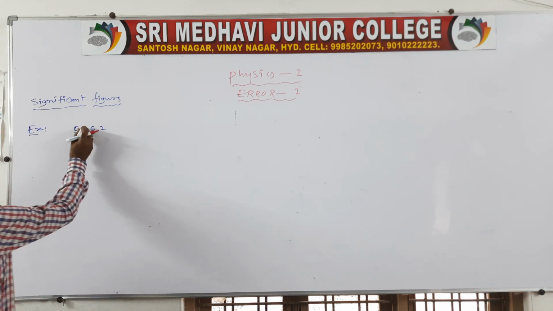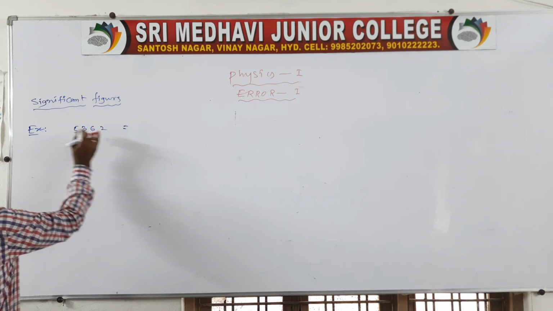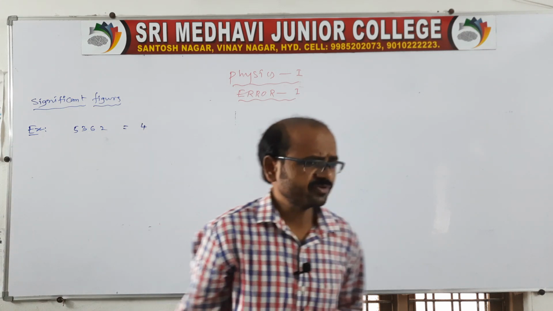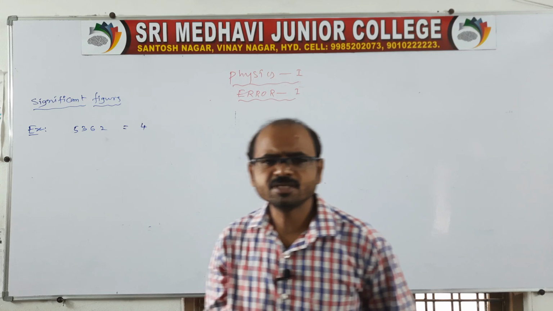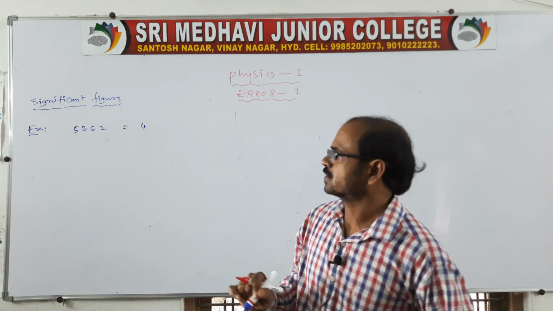So here, how many significant numbers are there? You count all the numbers: 1, 2, 3, 4. The number of significant figures is 4. That's what you remember: significant is nothing but trustworthy and without any uncertainties. Clear? That we can call significant.